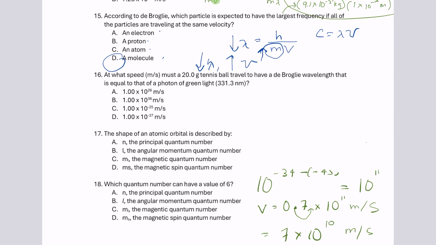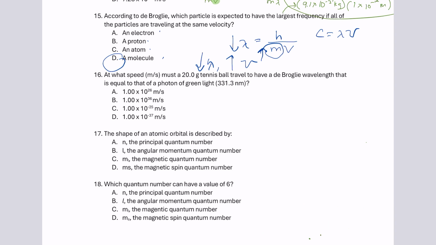Problem 16 says, at what speed, in meters per second, must a 20-gram tennis ball travel to have a de Broglie wavelength that is equal to that of a photon of green light, which has a wavelength of approximately 331.3 nanometers? For this problem, we want to start by writing our de Broglie equation, and then rearrange it to solve for speed. So wavelength is equal to Planck's constant divided by mass times velocity. We want to isolate velocity here. By rearranging the equation, we get that velocity is equal to Planck's constant divided by mass times wavelength.